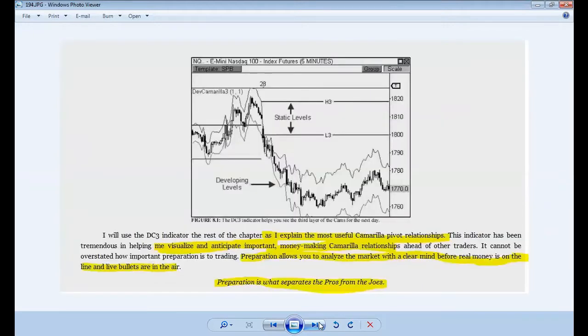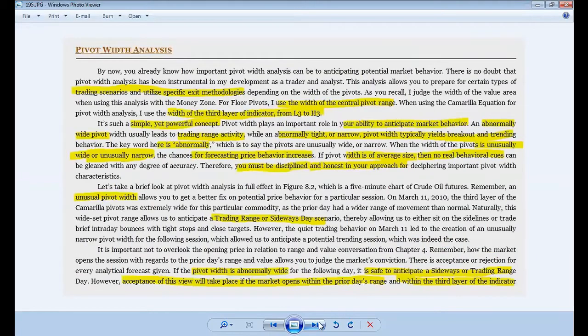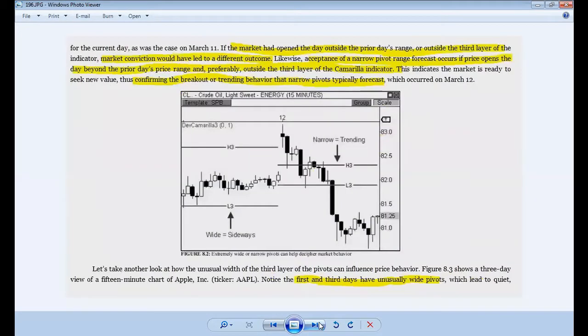And then we have also discussed the pivot width analysis. Pivot width analysis will tell us whether the width of the pivot is going to be narrow or wide. So that will give us the understanding of whether it is going to be a trading range or sideways day, or it is going to be a trending day. So that will give us some clarity on how to trade a particular stock or particular day, so that will give us an edge in the trading.